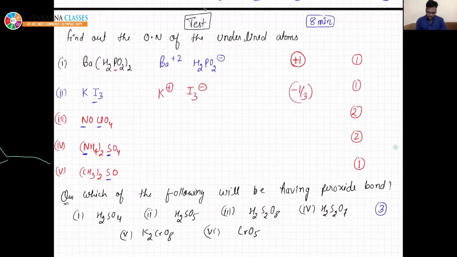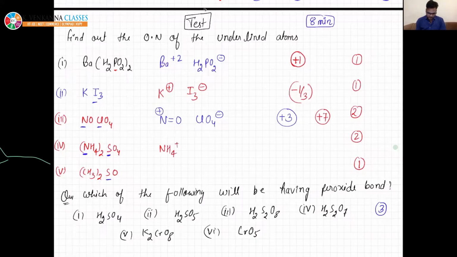NOCl4. So NO, I have already told you NO is different. It is NO+, and this is ClO4-. So chlorine is having +7, and nitrogen is having +3. Right.